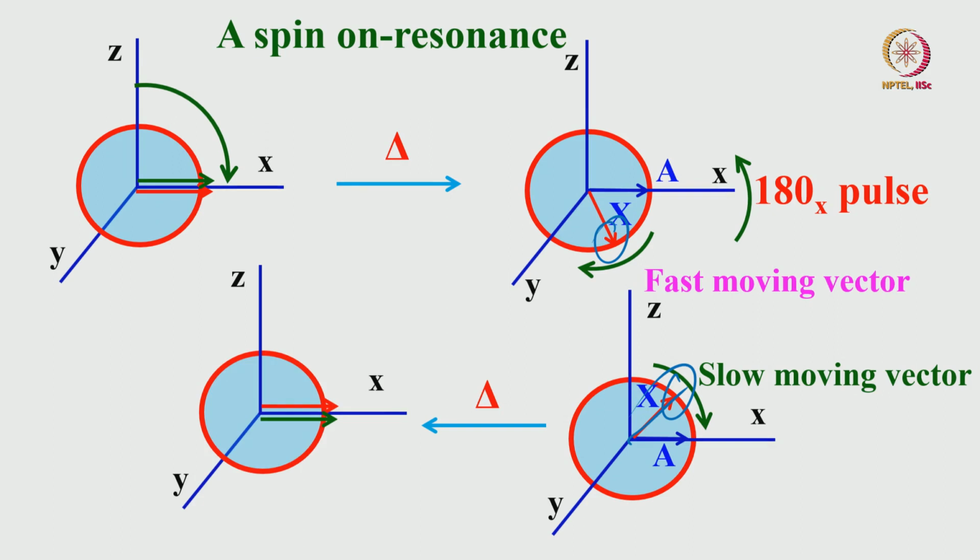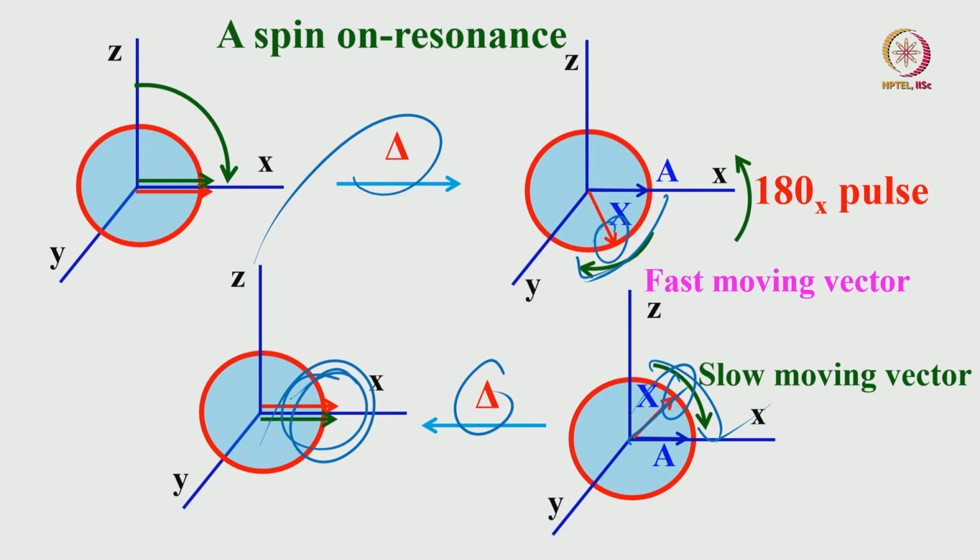Then what happened? After exactly an equal amount of time, it will come to the same x-axis. Understand the point: X is not on resonance. With a time delay, X has moved somehow. Now you reverse it by applying a 180 pulse. They continue to move in the same direction now. And then after a certain delay, it will again come back to the same x-axis.